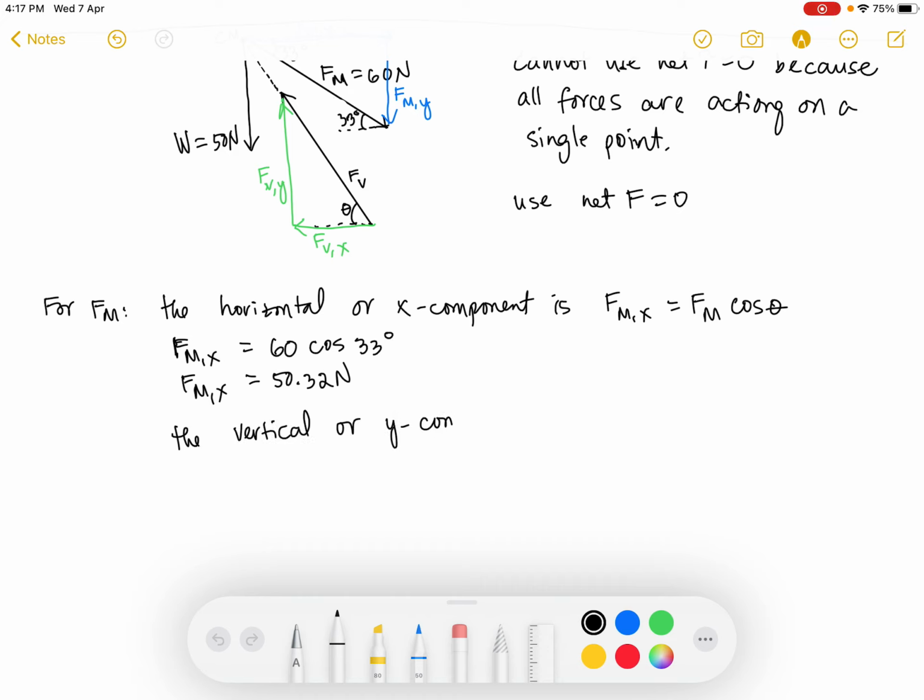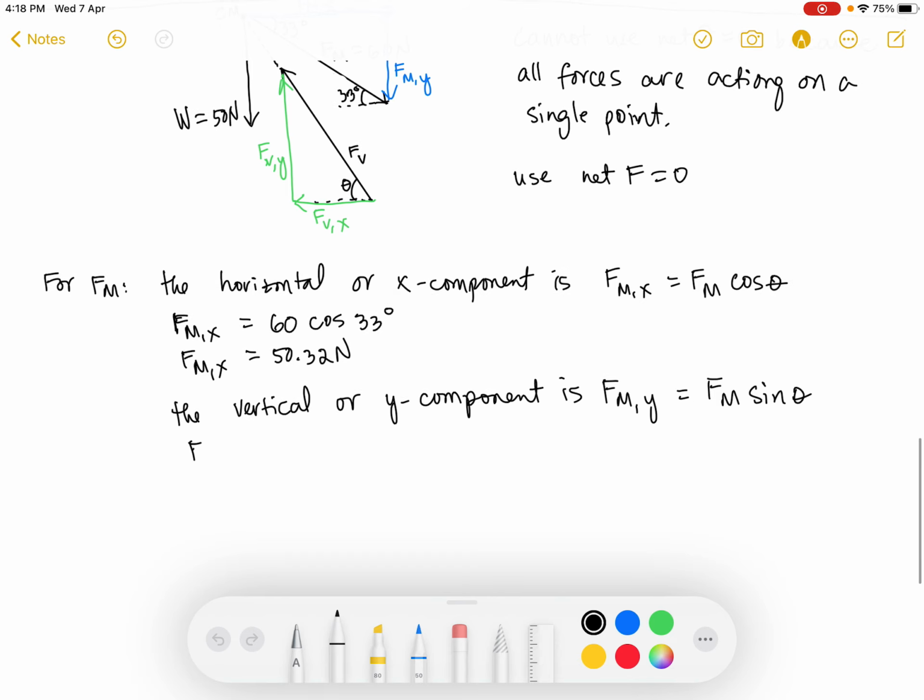And the vertical or y component of Fm, which is Fmy, will use the sine theta function, so Fm sine theta. So Fmy will be 60 newtons, which is the value of Fm, multiplied with the sine of 33 degrees, and plugging everything in your calculator, you'll get Fmy is equal to 32.7 newtons.